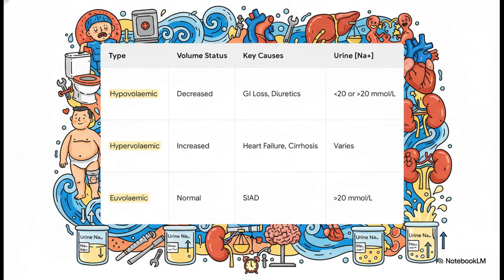Second, you have hypervolemic hyponatremia. This is the patient who has way too much total body fluid. They look swollen, edematous. You see this in heart failure and cirrhosis. And third, there's euvolemic hyponatremia, where the patient's volume status looks pretty much normal. This is the category for things like SIAD, the syndrome of inappropriate antidiuretic hormone, and in this case, the urine sodium is typically high, over 20.